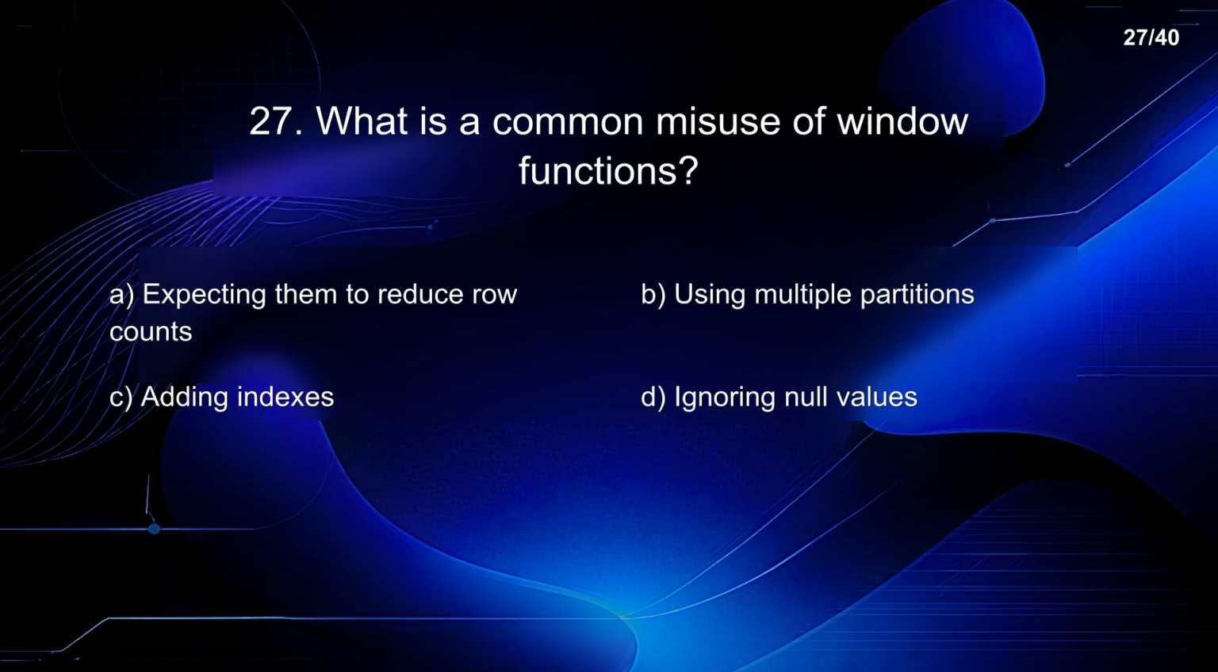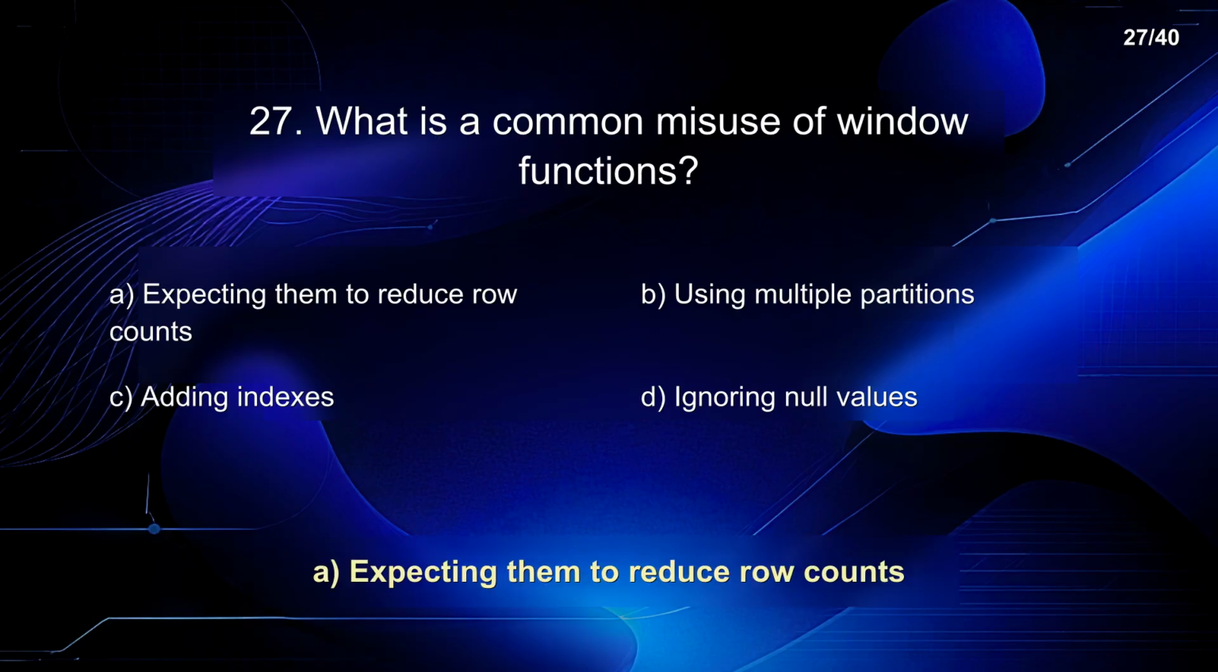27th question. What is a common misuse of window functions? A. Expecting them to reduce row counts. B. Using multiple partitions. C. Adding indexes. D. Ignoring null values. Correct answer is A. Expecting them to reduce row counts.